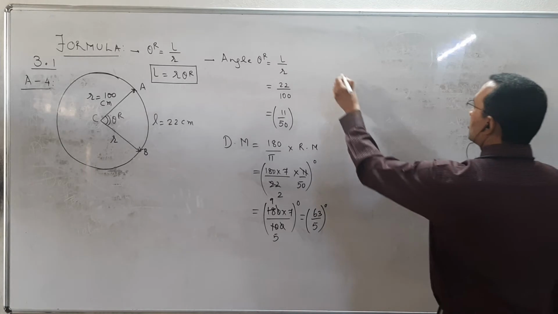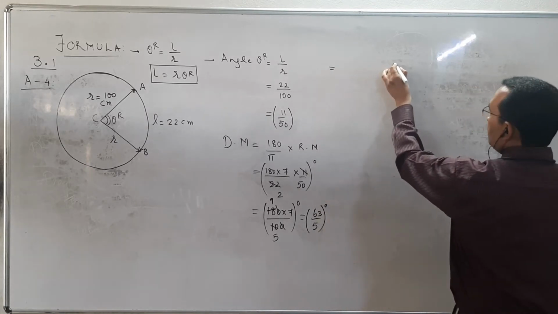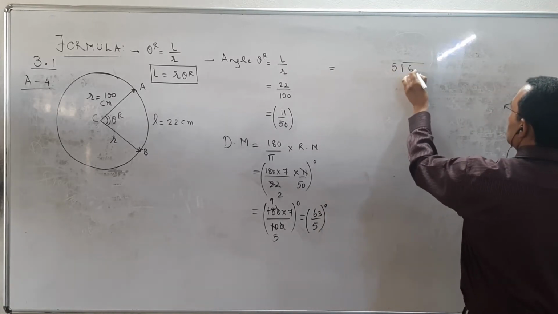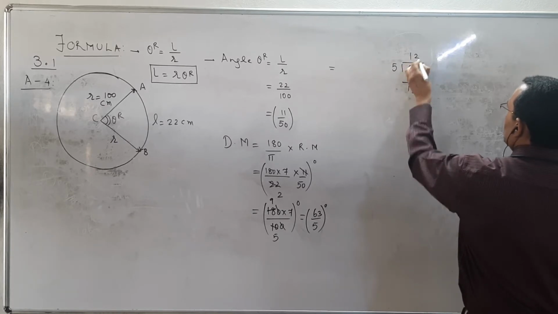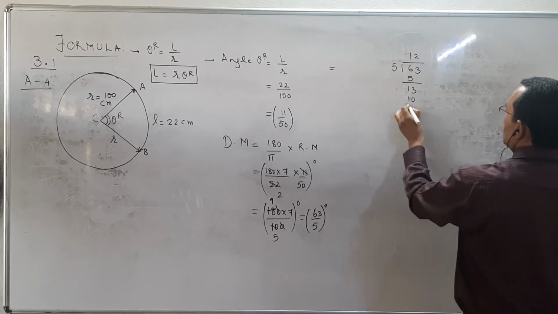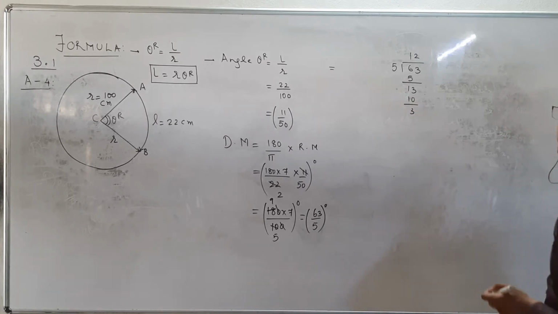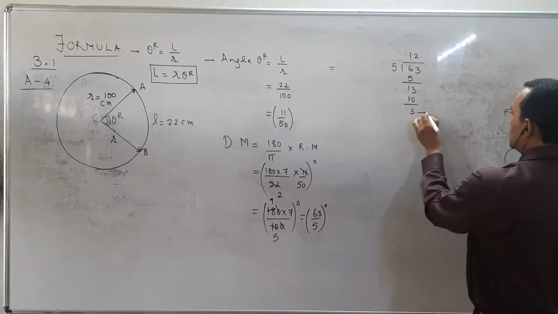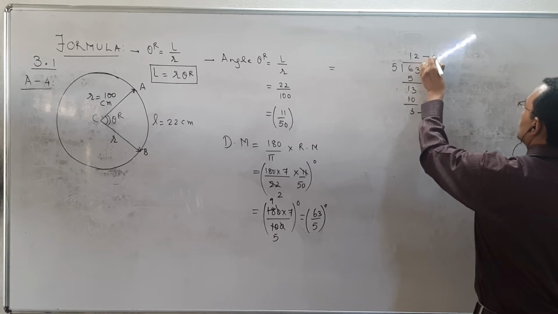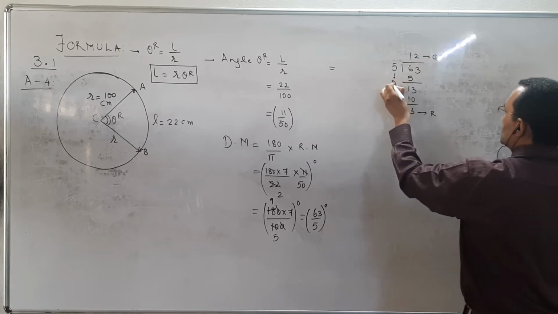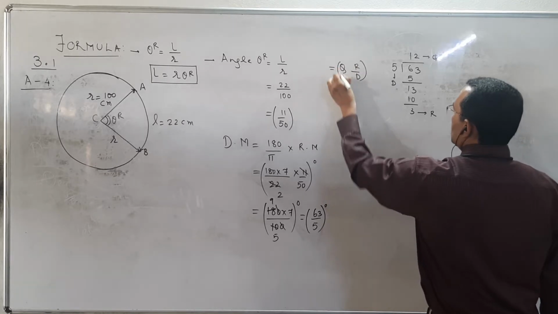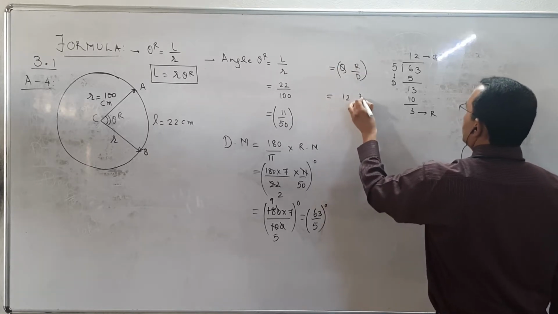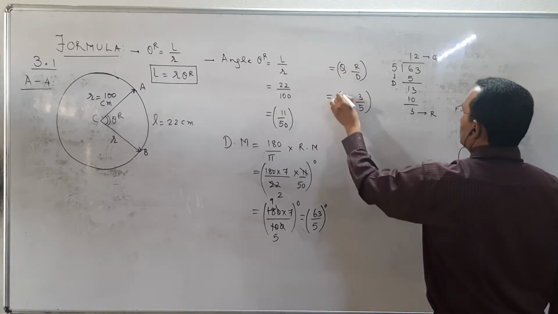Now execute formal division. So 5 divides 63. 5 ones are 5, 13, 5 twos are 10. So remainder is 3. Write in the form Q R by D. This is R, this is Q, and this is D. So Q R by D form gives us 12 integer 3 by 5.